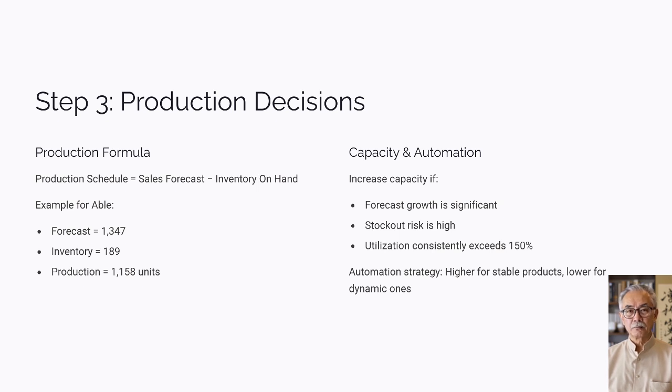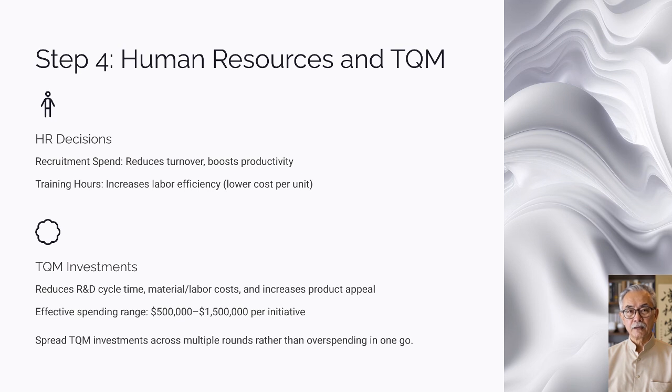Tip: leave automation at 4.0 for dynamic products like Atom, high-end. Raise automation for stable products like Acre, low-end, to 6.0 or higher after entering all production numbers and updating capacity or automation as needed. Recalculate and save your official decisions.